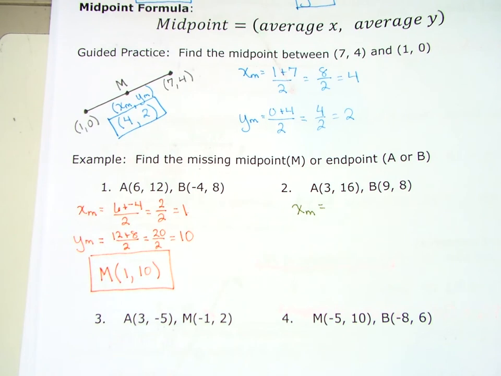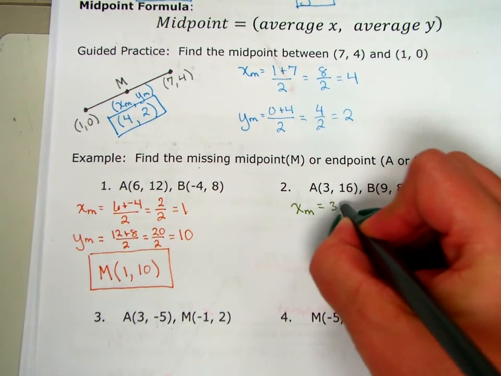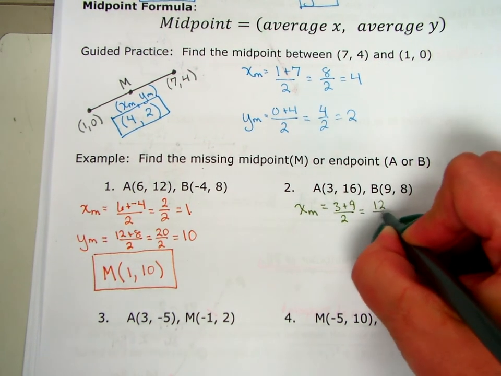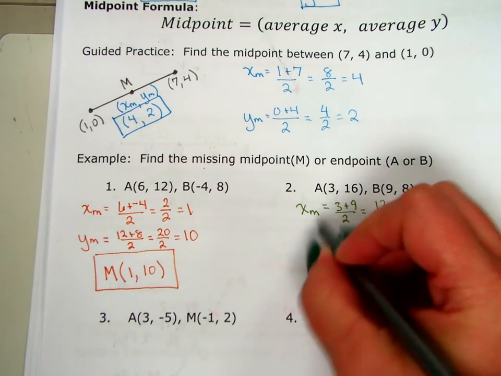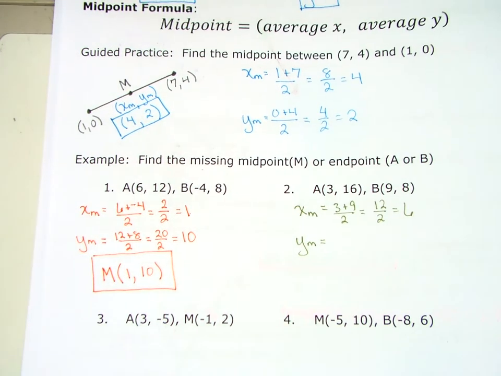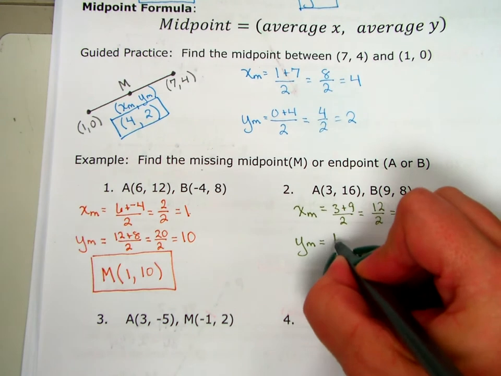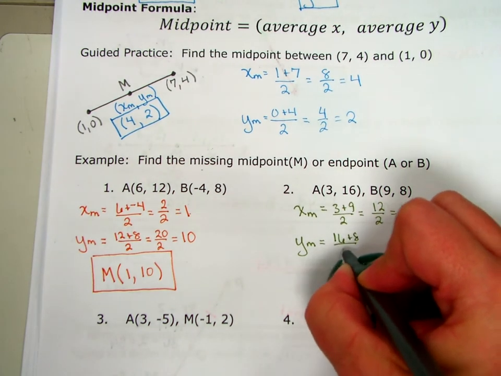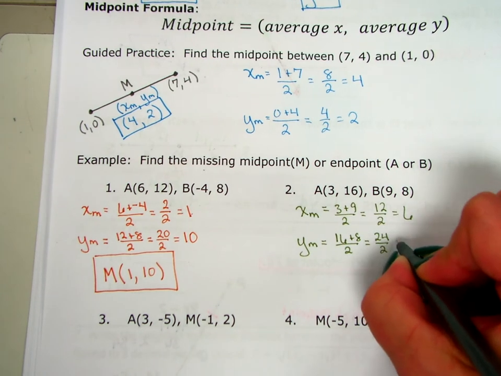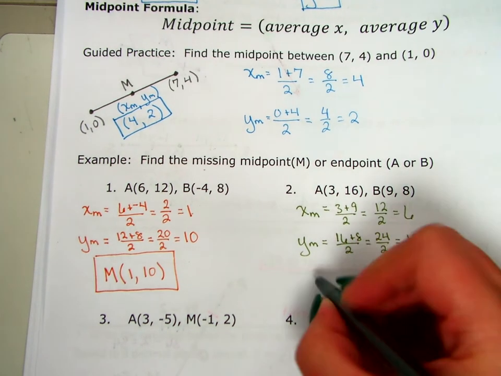3 and 9. 3 plus 9 divided by 2. 3 plus 9? 12. Divided by 2? 6. And then what two numbers am I going to average for my y? 16 and 8. 16 plus 8? 24. Divided by 2? 12. Easy peasy, right?